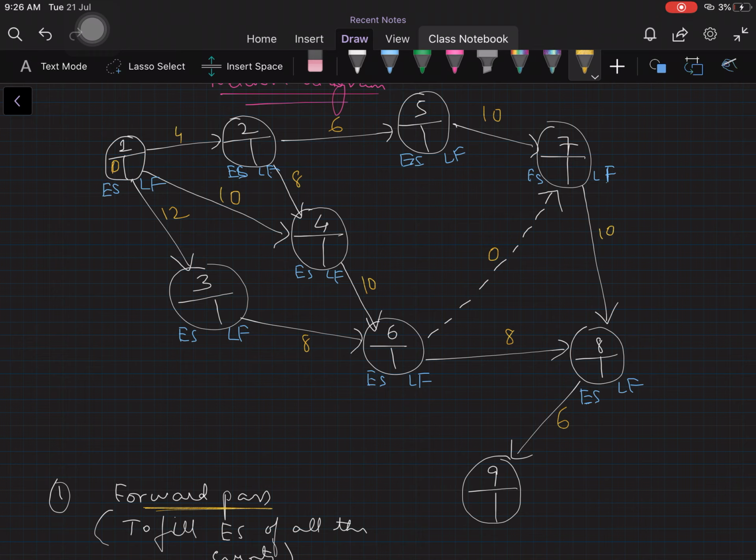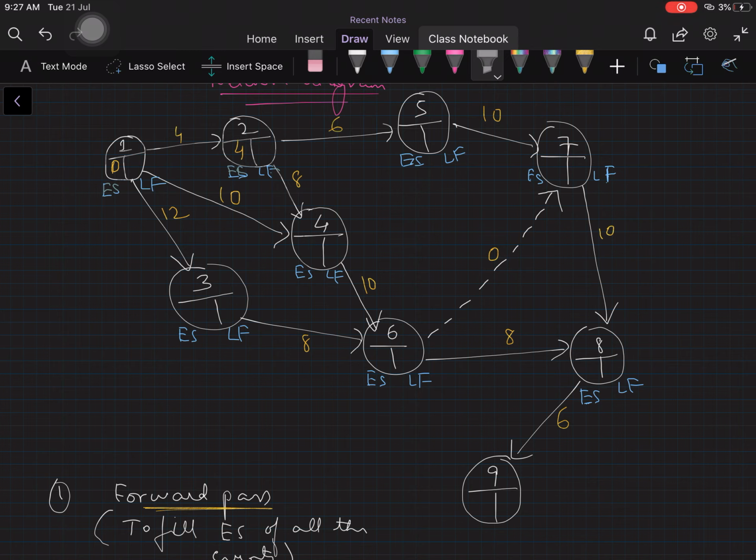Okay, now for early start, you start with 0 plus 4. 0 plus 4 gives us 4. So we write 4 in the next event. 0 plus 4 gives us 4. Then we have to follow 4 plus 8. Here you can either go in this path or this direction, because there are 2 paths. So 4 plus 8 gives us what? 12, right? And can we write 12 directly?